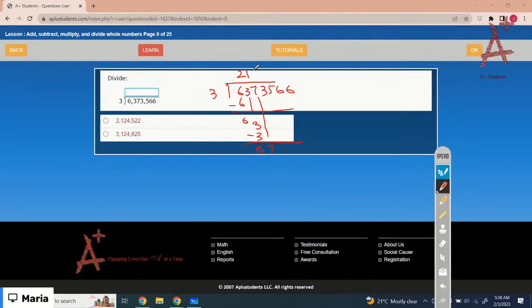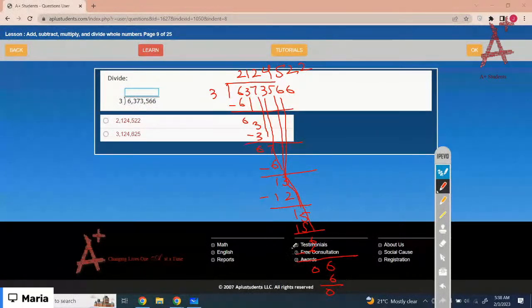3 times 2 is 6. 7 take away 6 is 1. Bring the next digit down. 3 times 4 is 12. 13 take away 12 is 1. Bring the 5 down. 3 times 5 is 15. Bring the 6 down. 3 times 2 is 6. And again 6 down, and 3 times 2 is 6.